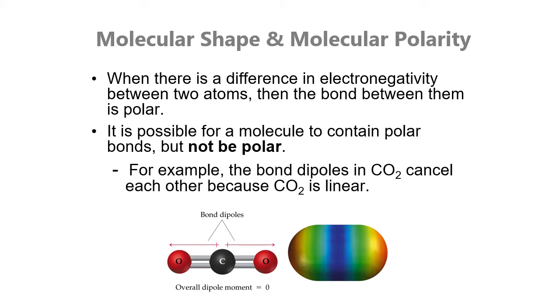For example, the bond dipoles in carbon dioxide cancel each other because CO2 is linear. So this C=O bond is polar, and this is also polar. However, they cancel each other because the amount of polarity to the left and right are the same.